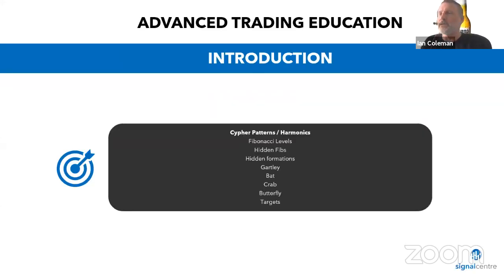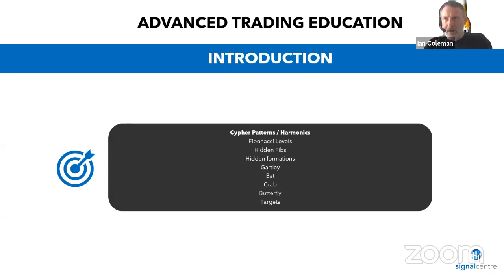So what we're going to discuss in today's webinar is Cypher patterns, harmonics. We're going to talk about Fibonacci levels, also hidden fibs. We're going to talk about hidden formations, and then we're going to concentrate on four of the most popular harmonic patterns, which is the Gartley, the bat, the crab, and the butterfly. And then also, after we've discussed each of the patterns, we're also going to discuss the target levels.